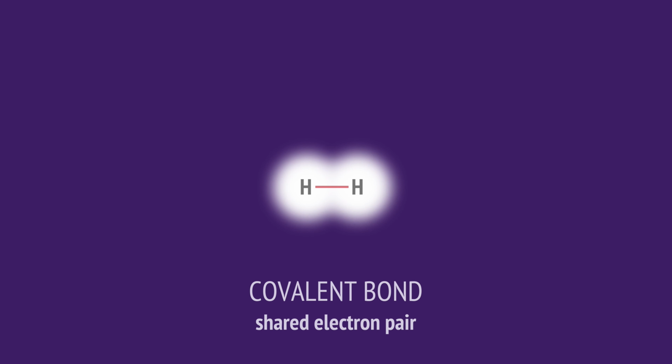When atoms join to form molecules, their electron clouds overlap and pairs of electrons are shared between the atoms. These shared electron pairs form a covalent bond that holds the atoms tightly together. Atoms share electrons so they can fill their electron shells.